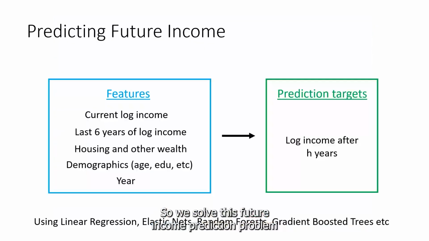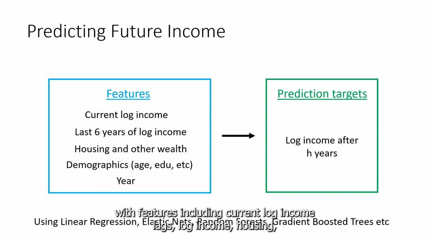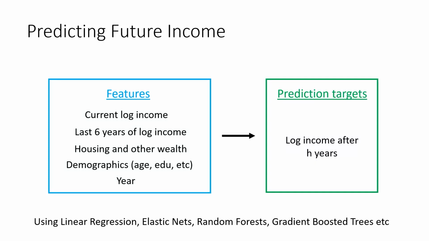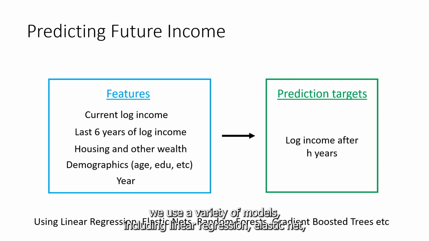We solved this future income prediction problem with features including current log income, lagged log income, housing and other wealth, demographics, calendar year, etc. And our prediction target is log income after H years. We used a variety of models, including linear regression, elastic nets, random forest, gradient boosted trees, etc.